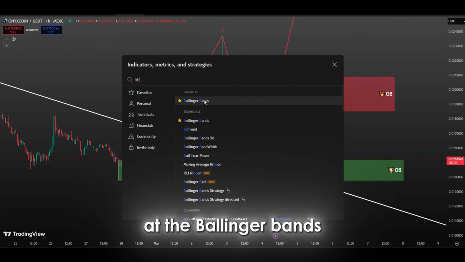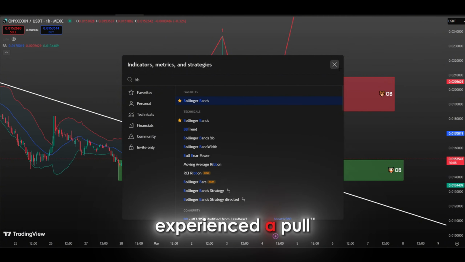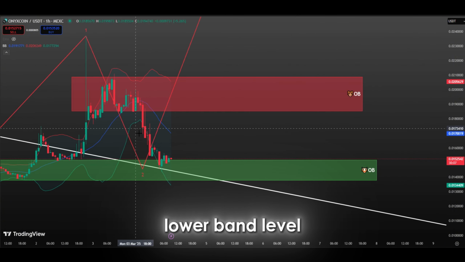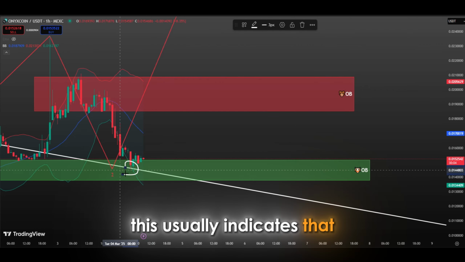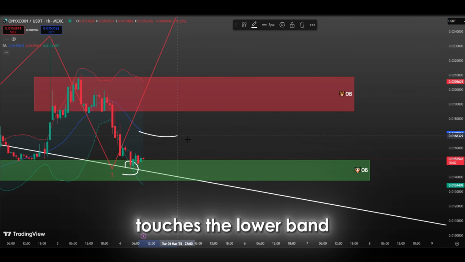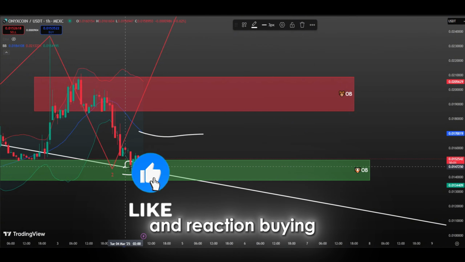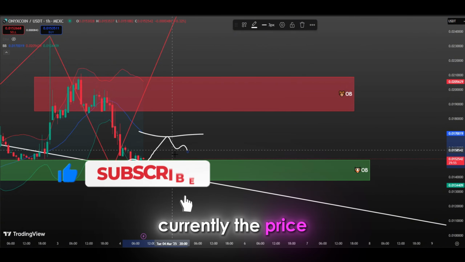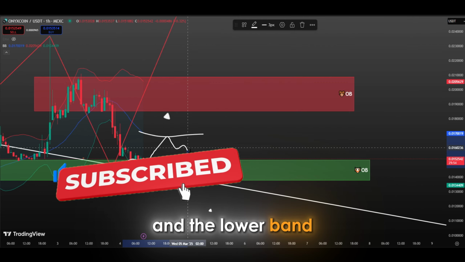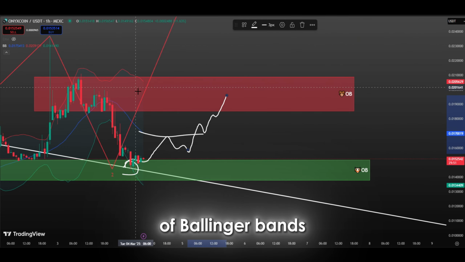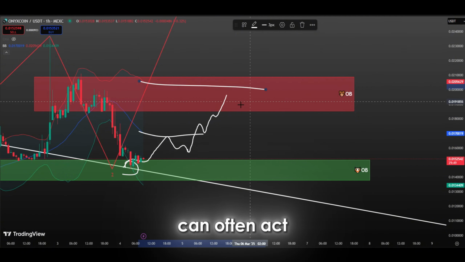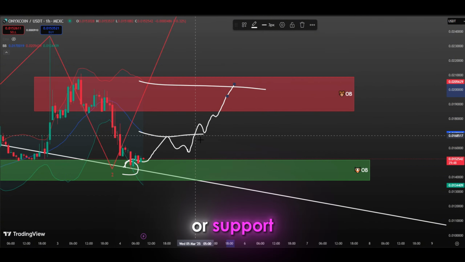When we look at the Bollinger Bands, we see that the price experienced a pullback to the lower band level and got a strong buying reaction from this level. This usually indicates that when the price touches the lower band, buyers step in and reaction buying comes in. Currently, the price is moving between the middle band and the lower band and is headed towards the middle band. If we look at the structure of Bollinger Bands, the middle band can often act as a dynamic resistance or support.